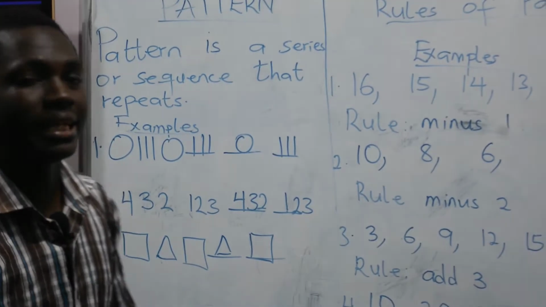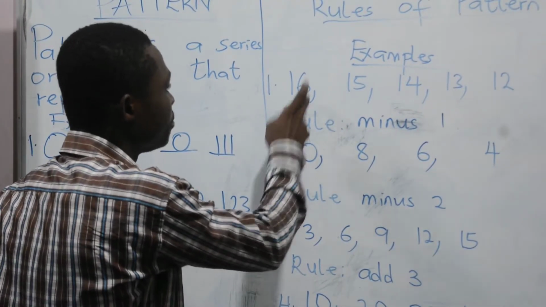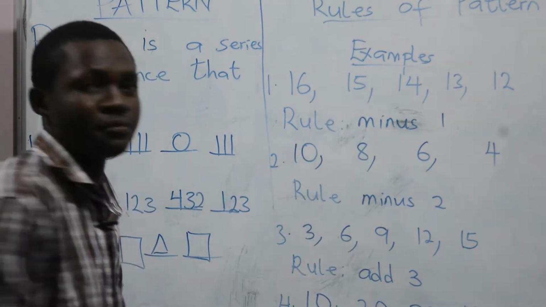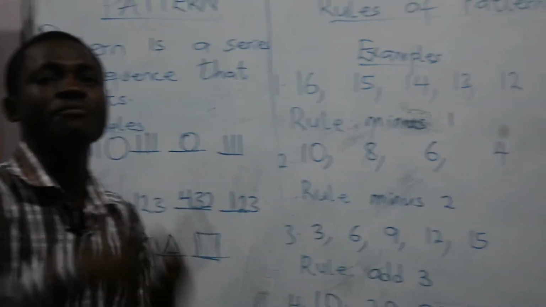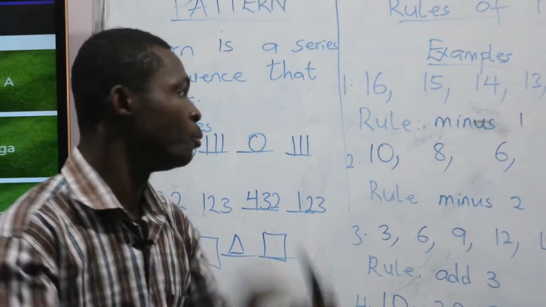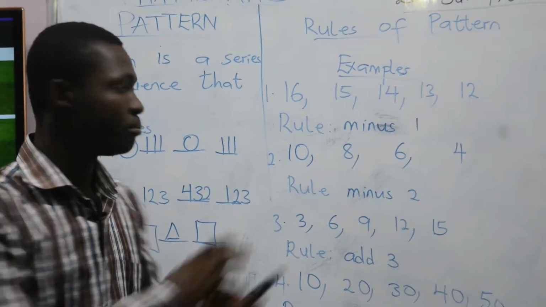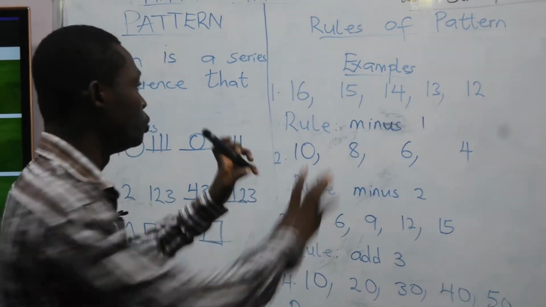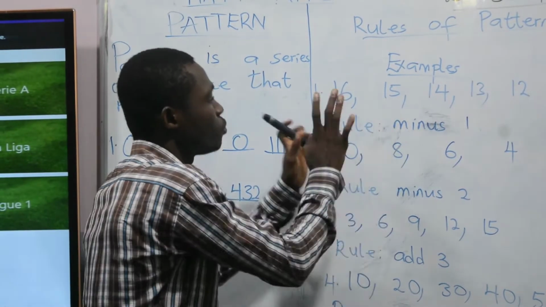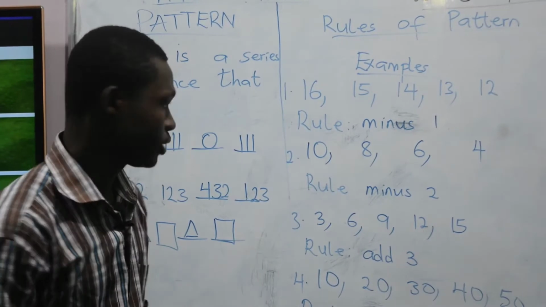So you bring the 1 here. Now the next, when you look at here, here is 16. But when you look at this number, it is 15. It means we have taken one from it. So that one will be minus 1. That is why the rule here is minus 1. Should we move on? Okay.